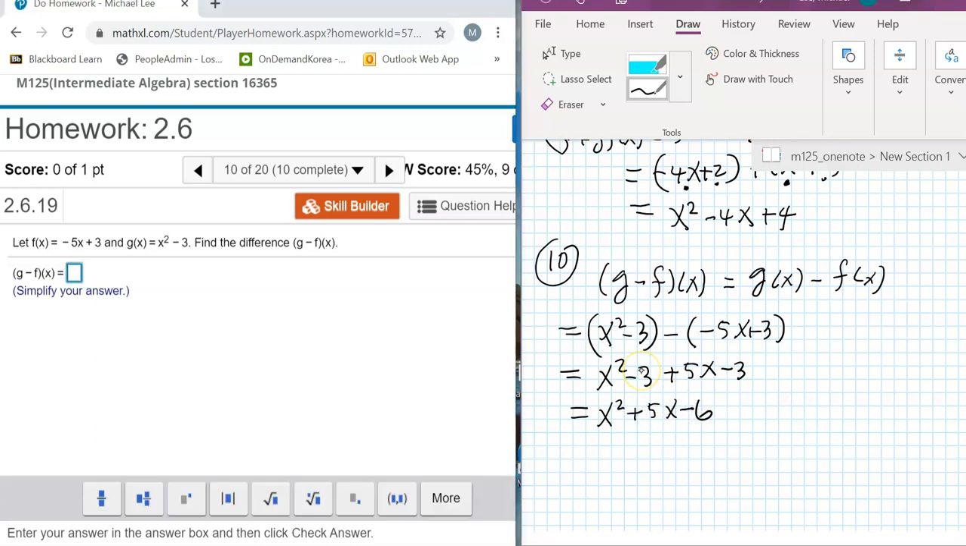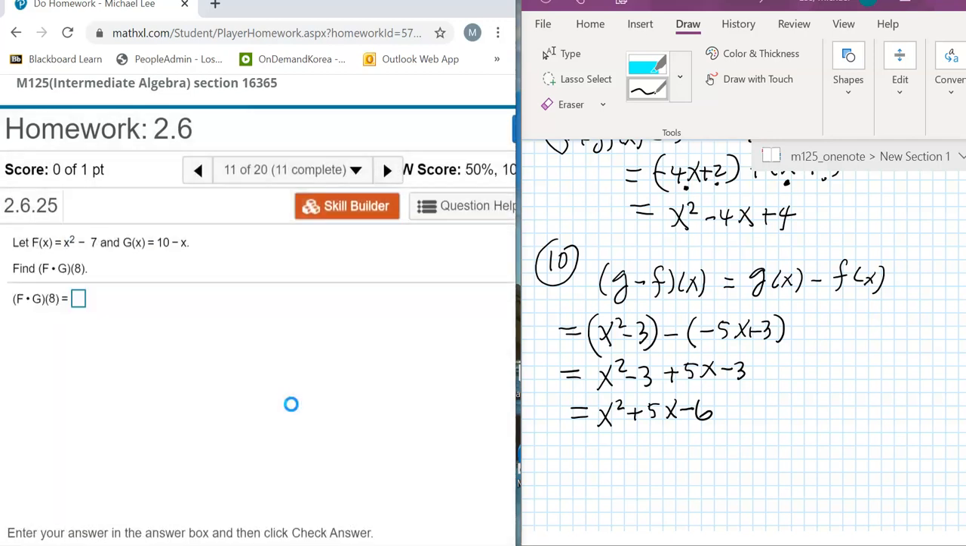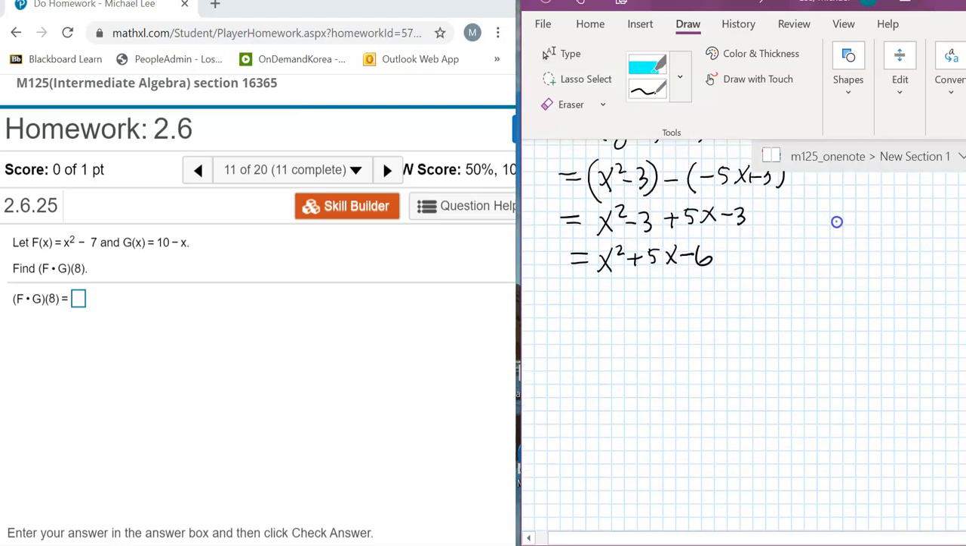So there, x squared, and then plus 5x, and then minus 6. Okay. So you hit enter. Okay. So that was 10. So let's do 11.